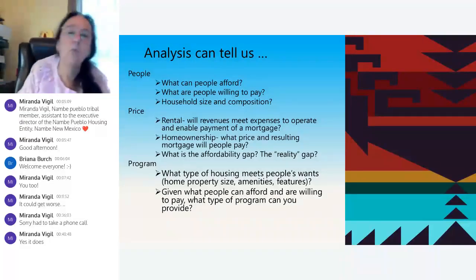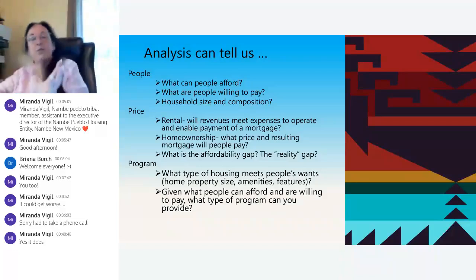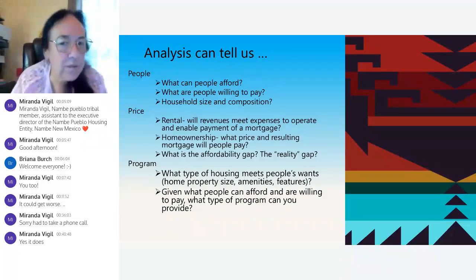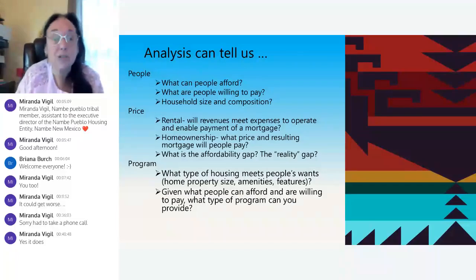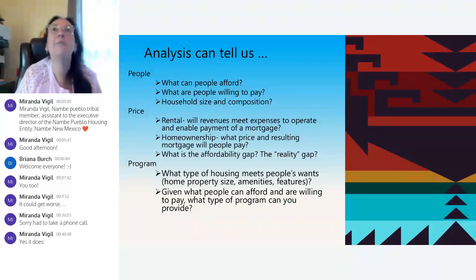So that's what you do. You find out what your need is, and it'll change over time. When you address one, well, then another one's going to come into focus. So are your rental revenues going to meet your expenses to operate and enable payment of a mortgage? If it's a mortgage product, home ownership, what price and resulting mortgage will people pay? What's your affordability gap? And what is your reality gap? You can't sink them, you know. You've got to give them money to continue to live and buy their other things.